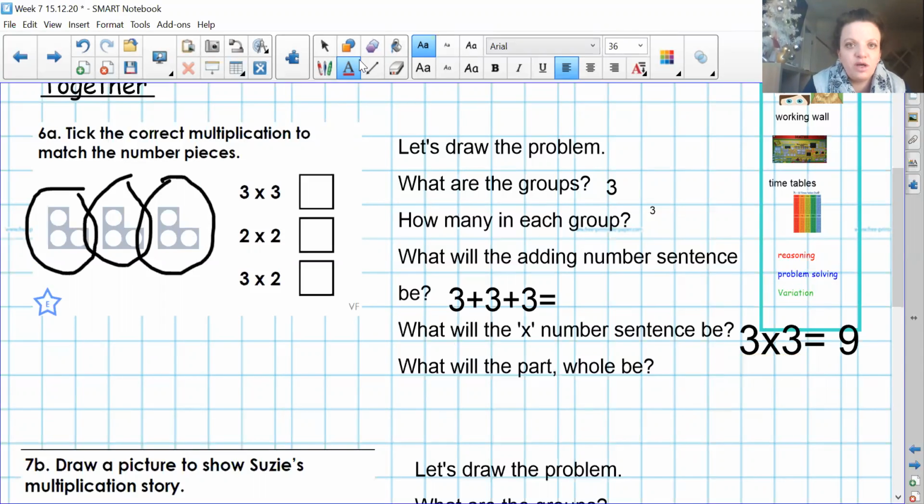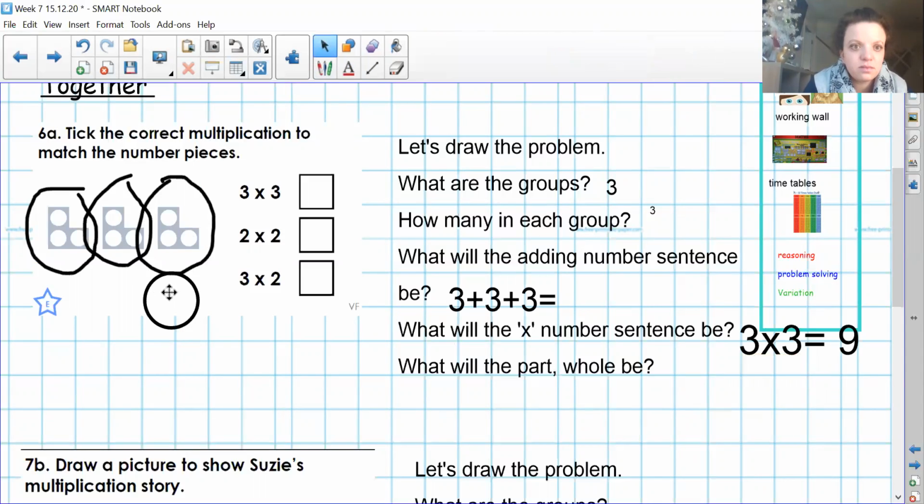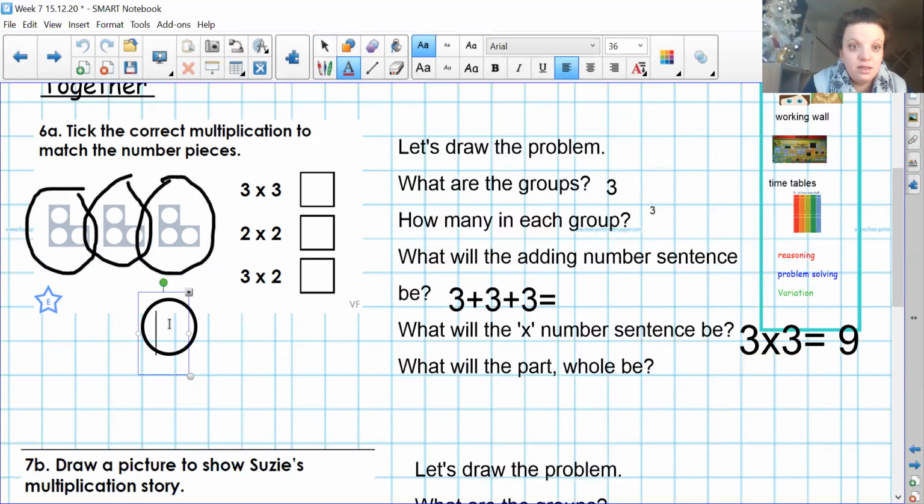Right, let's have a go at doing our part whole. So my whole number is going to be my total, which is 9. How many parts have I got? That's how many groups I've got, which is 3.